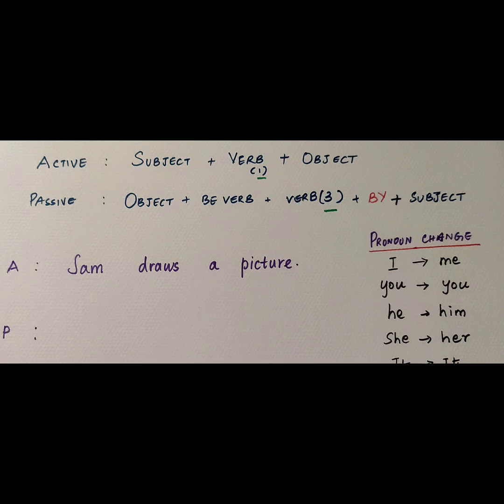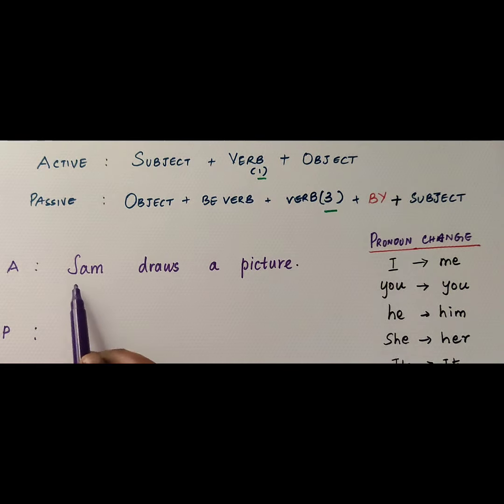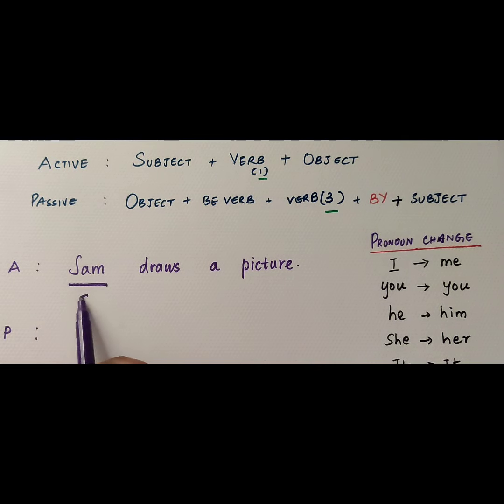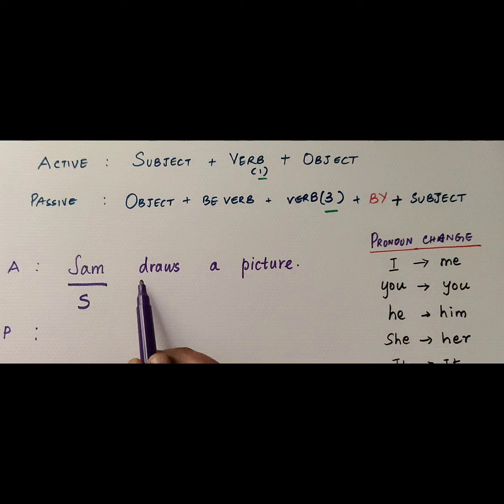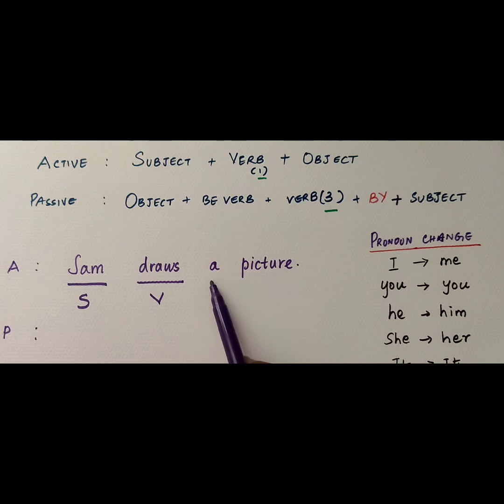Okay. Let's take a simple present tense sentence. Sam draws a picture. Now let us see how to convert this active voice sentence to passive voice. The first step is to identify the subject, verb and object in the sentence. So here Sam is the subject, draws is the verb. It is in the base form of the verb, draws. Okay, and a picture is the object.